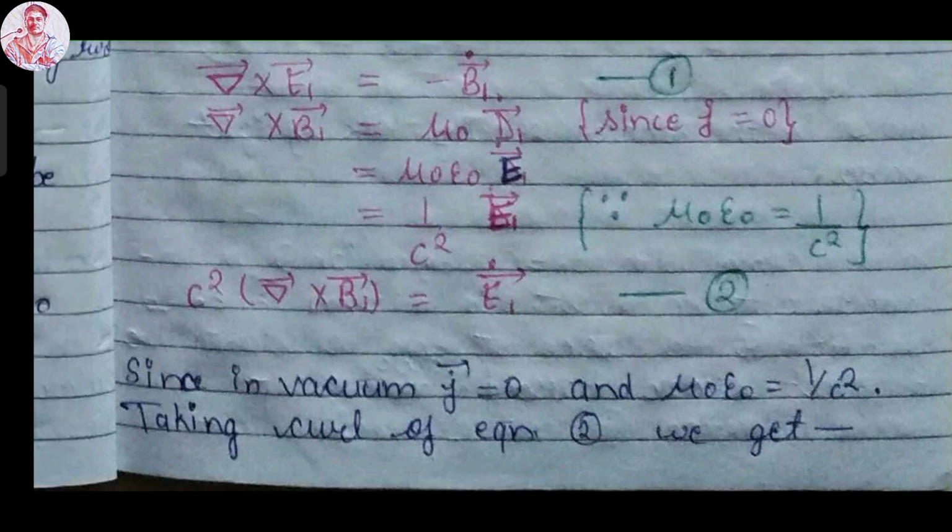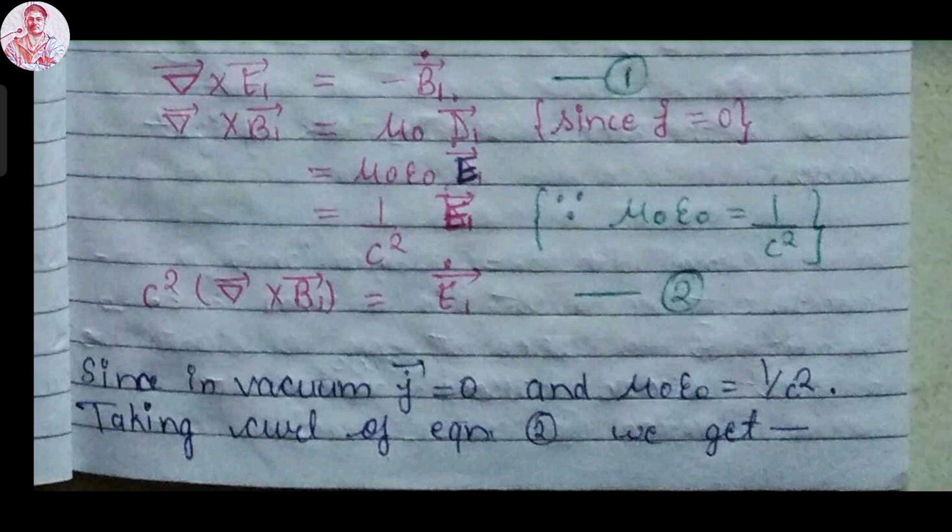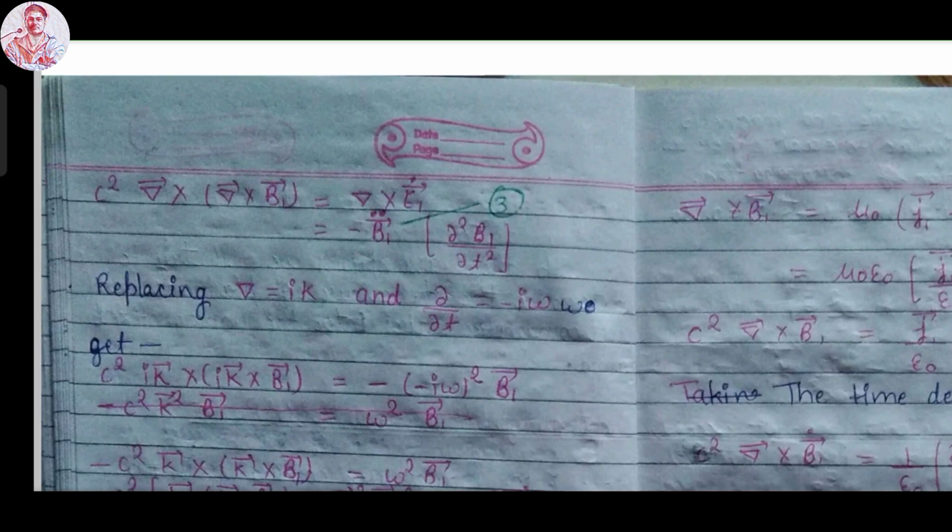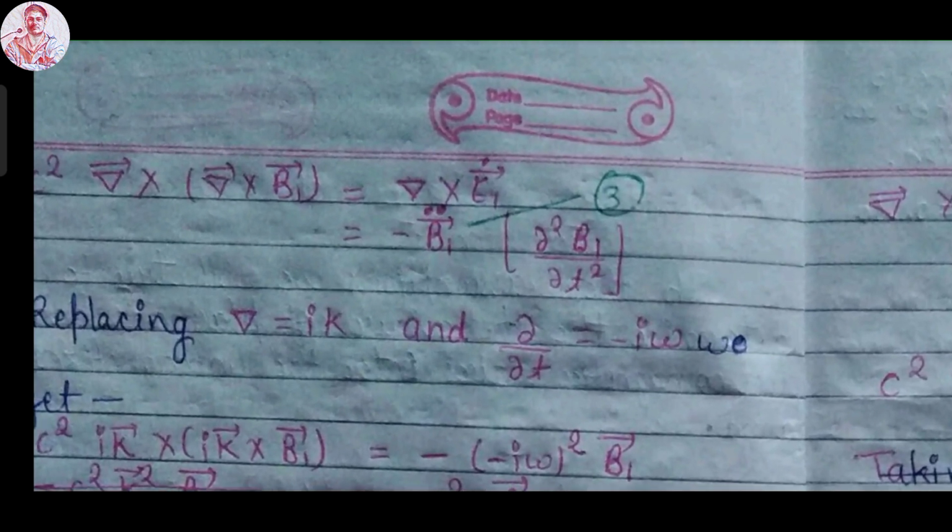And now take the curl of equation number 2, and with the help of the vector triple cross product, we will get c square del cross B, which is equal to del cross E dot.